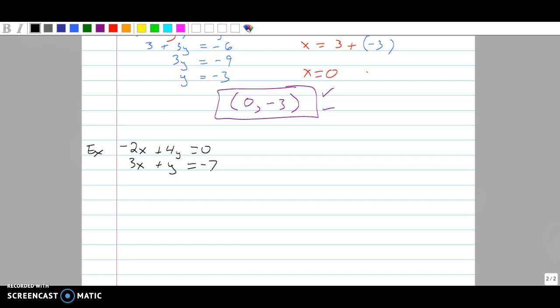If you want to try it by yourself, go ahead and press pause, try it out, and I'll walk you through it at the end. Otherwise, you can follow along with me. Here we go. Remember, we got to get a variable by itself. Which one is the easiest to get by itself?